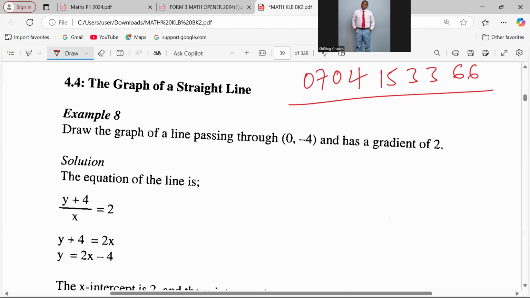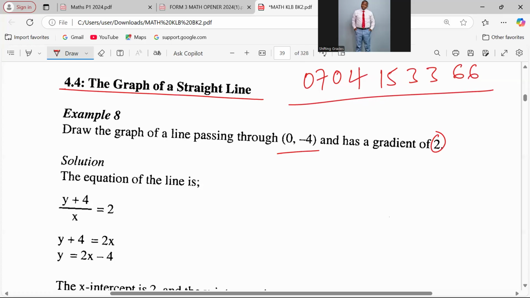The graph of a straight line. Drawing a straight line has become very easy nowadays because we have the concept of intercepts. Draw the graph of a line passing through 0, -4, and has the gradient of 2.